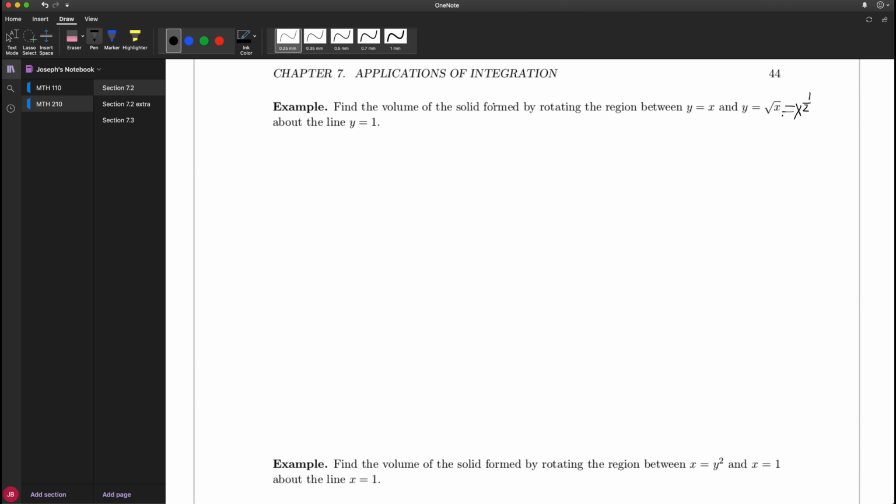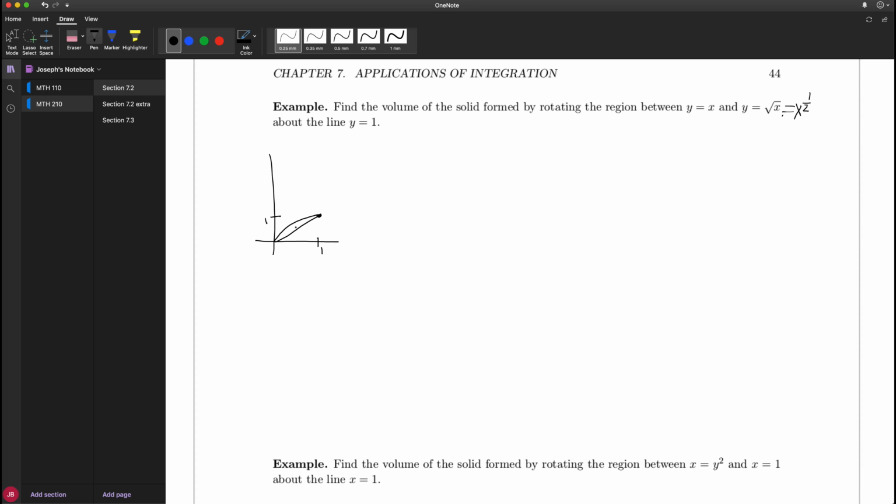And we're going to rotate this region about the line y equals 1. So to get a picture of this, we're going to graph those two functions. I don't think their graphs are terribly complicated. So let's say here's 1. Then that is y equals x. And now the square root function actually starts off on top of that one between 0 and 1. So I don't think it's too hard to see that they meet at x equals 0 and x equals 1.